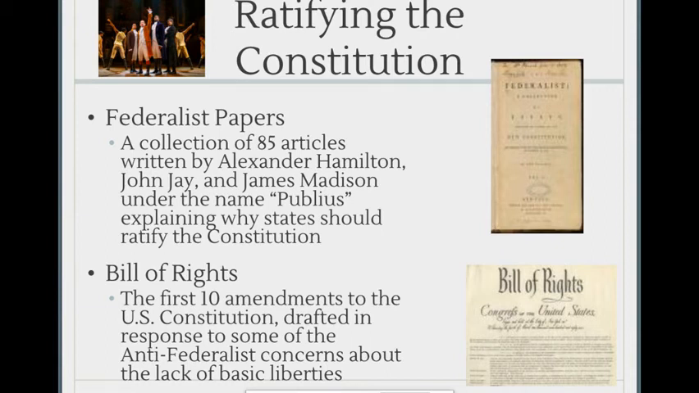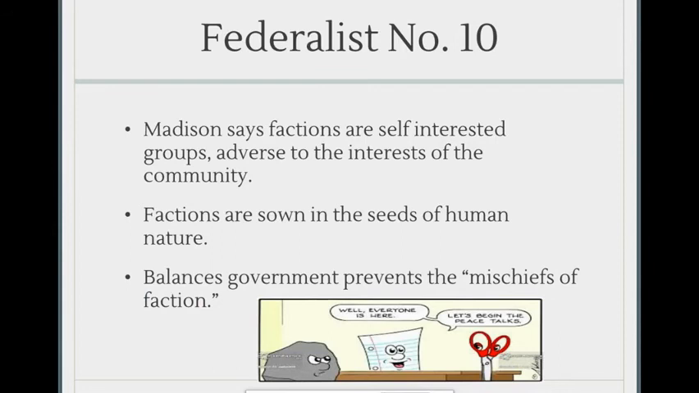All right. Eventually, what's going to come out of this is a negotiation. Okay, and that's going to be the Bill of Rights. The first 10 amendments to the U.S. Constitution drafted in response to the Anti-Federalist concerns about lack of basic liberties being protected under this new form of government. We're going to read these in class, but just a brief overview.